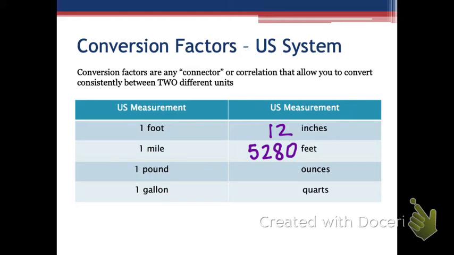How many ounces do we think are in 1 pound? Do you know this one? How many ounces are in a pound? 24. 16. 16 ounces in a pound.